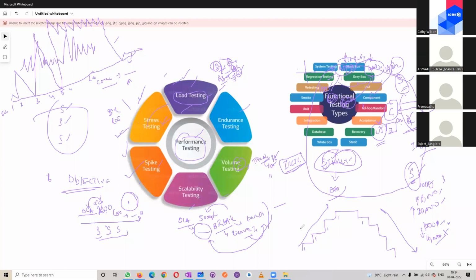Ramping up means with a regular interval of time, I'm giving a certain load. For every minute, I'll be giving 10 users. Like that, it ramps up. And I'll decrease it also. Every minute, I'll decrease 10 users. This is called ramping up or ramping down of the users. So there are different patterns in the spike test.